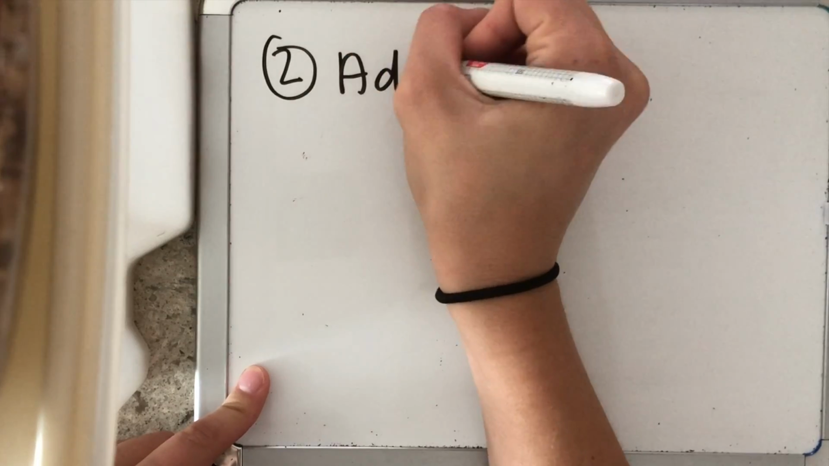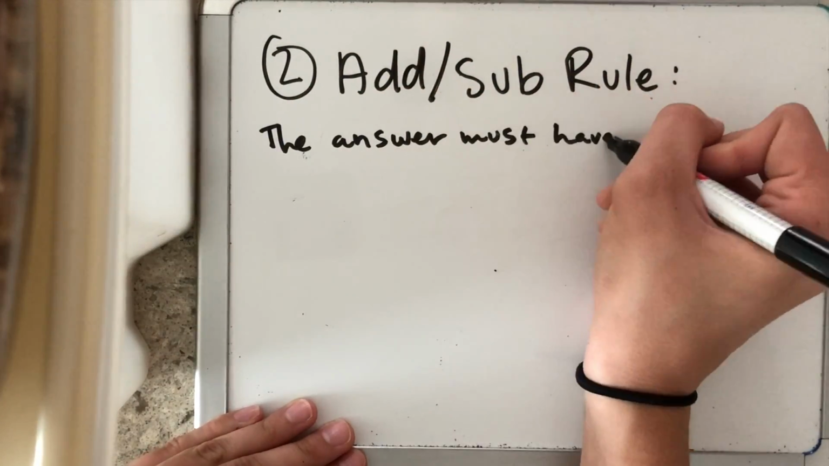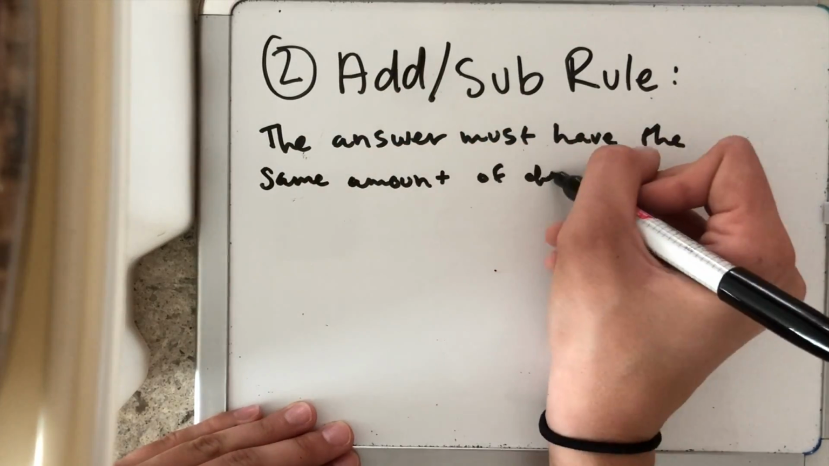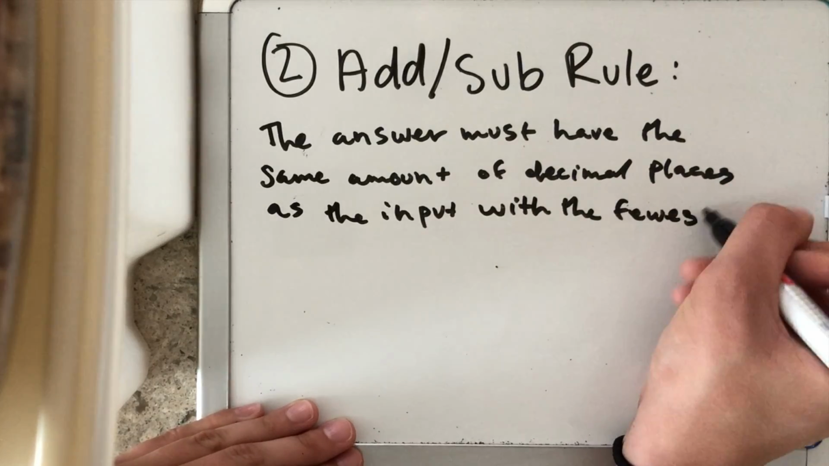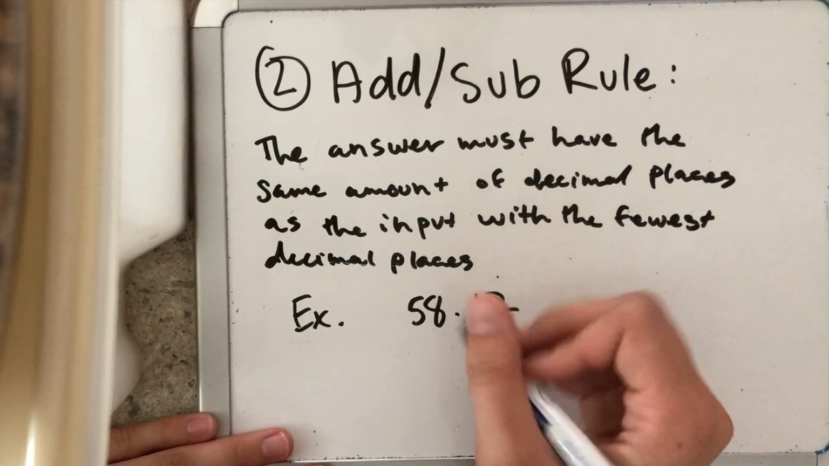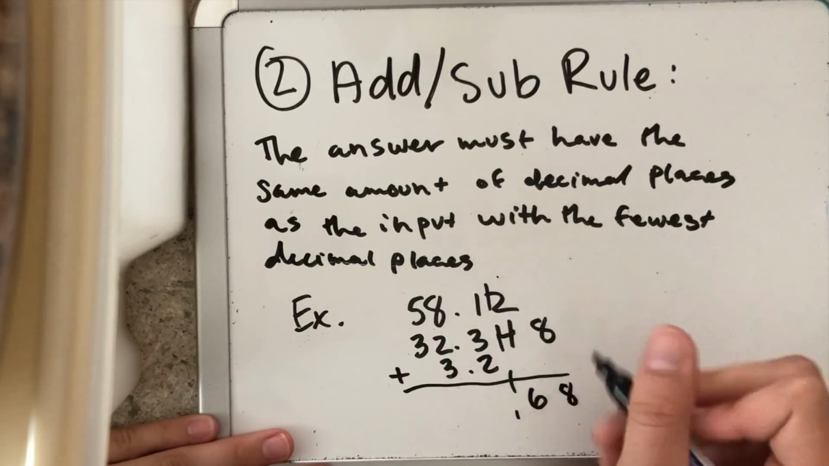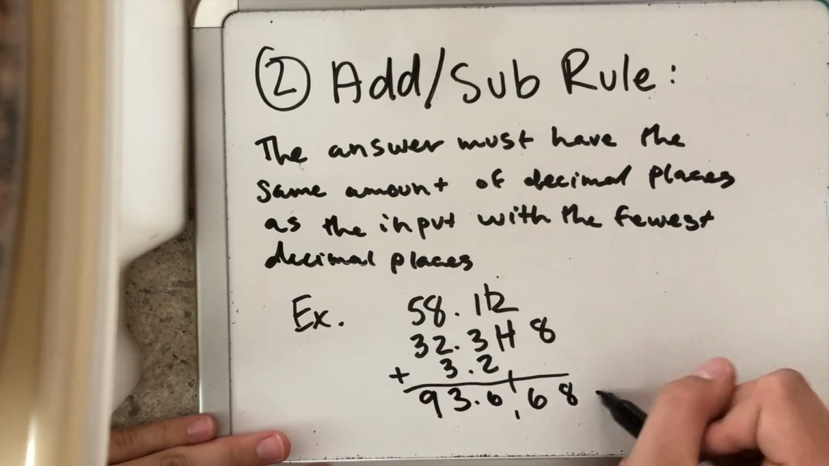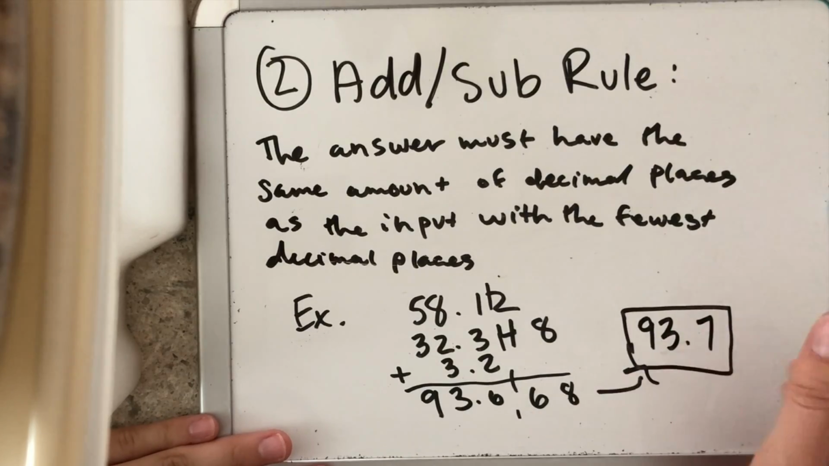This next rule is for addition and subtraction. The answer must have the same number of decimal places as the input with the fewest number of decimal places. Stack the numbers by lining up the decimal places so you can see which has the least. Draw a line so it's clear. Add, then round as necessary.